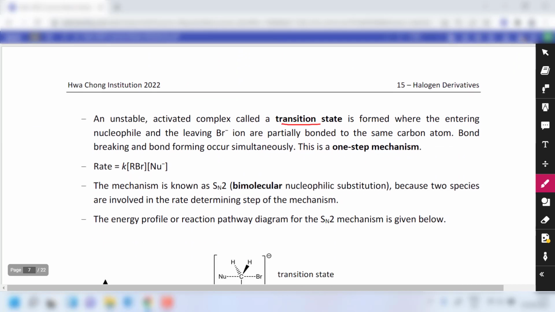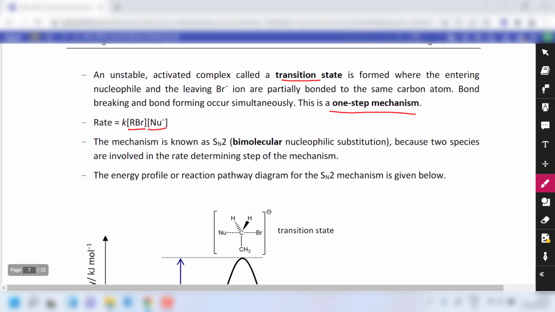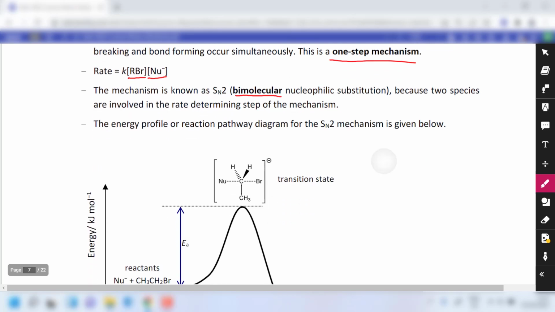It's a one-step mechanism, I think I mentioned. It is first order with respect to the nucleophile, first order with respect to the substrate. The RBr is also known as a substrate. If you heard me keep using the word substrate, that's what it means. So the mechanism is known as second order nucleophilic substitution or bimolecular nucleophilic substitution.